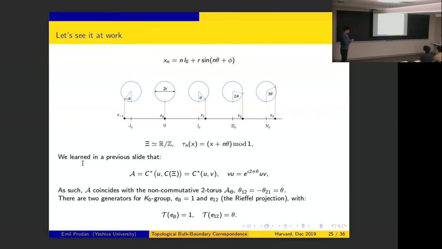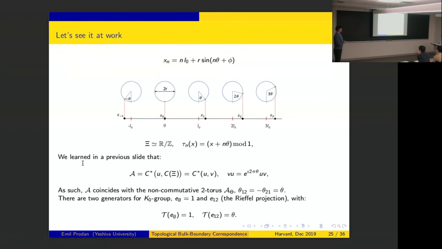So let's see it at work. So here is this pattern. This pattern, in fact, can be dynamically generated by walking on a circle and projecting on the real axis. We learned that the hull is the circle, is this very circle. The action of the tau is the stepping by theta on the circle.